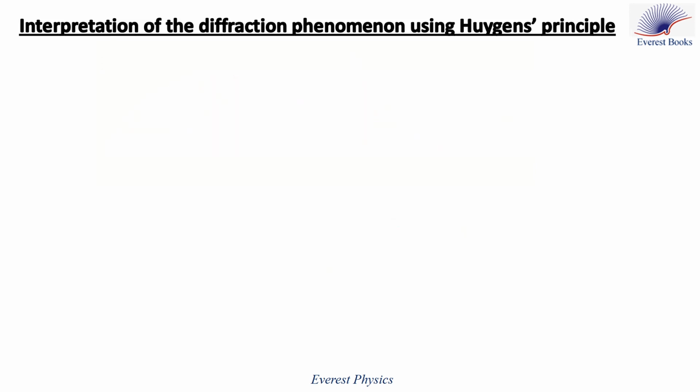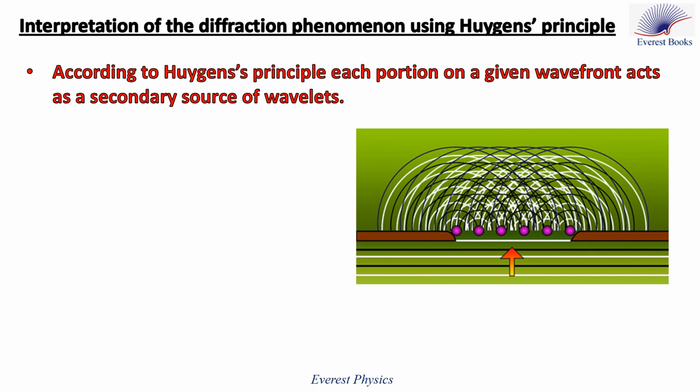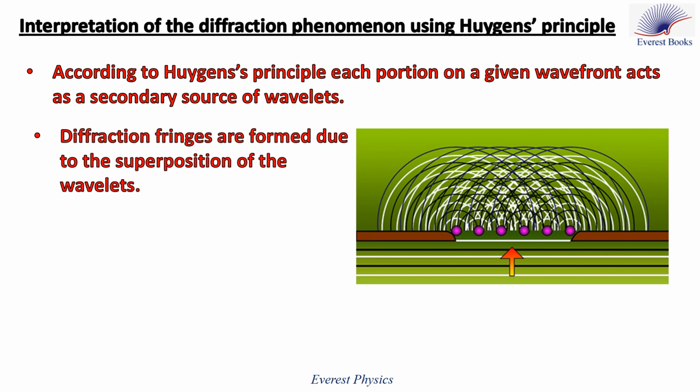Now, we are ready to explain the diffraction phenomenon using Huygens' principle. According to Huygens' principle, each portion on a given wavefront acts as a secondary source of wavelets. The secondary sources in the slit are shown in this figure. Each point on the viewing screen receives light from all the secondary sources, so diffraction fringes are formed due to the superposition of the wavelets.